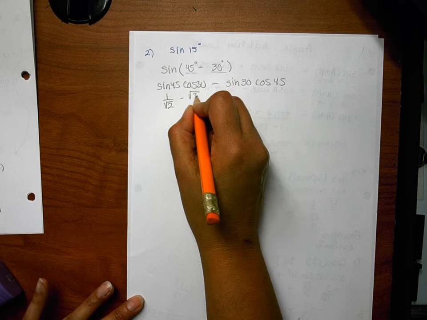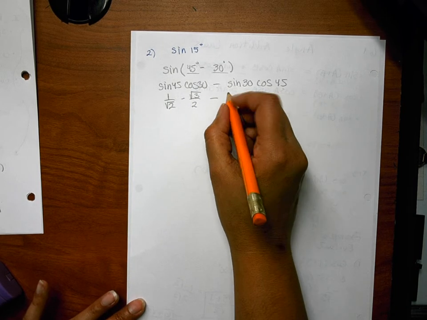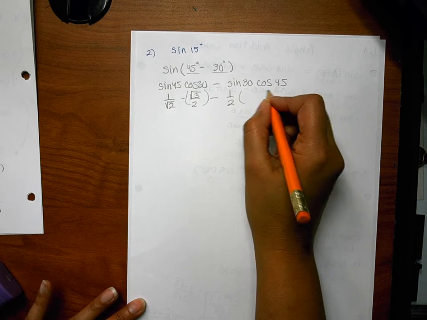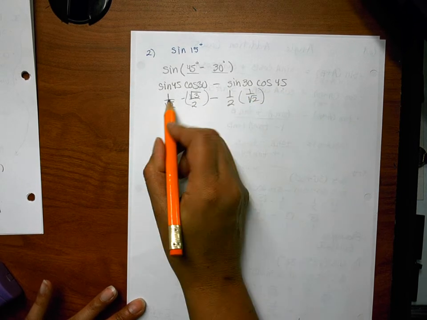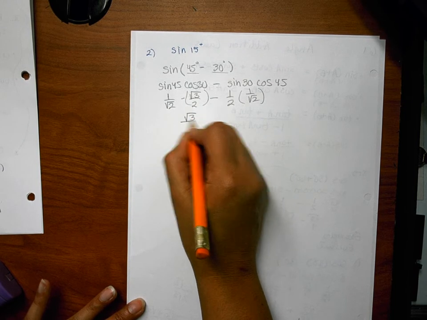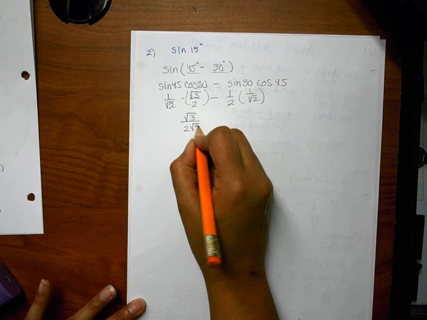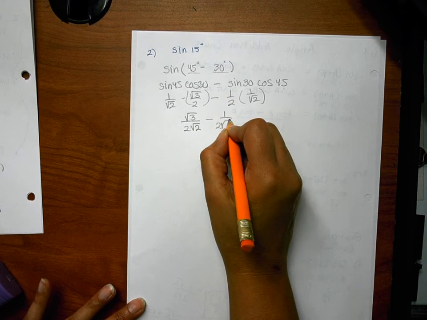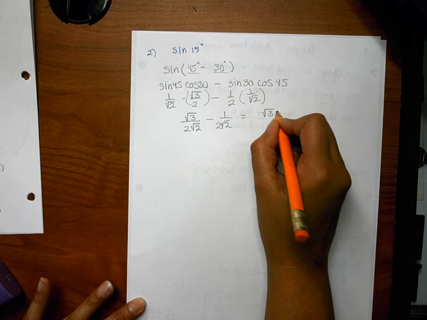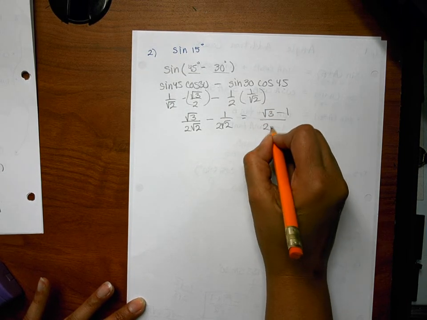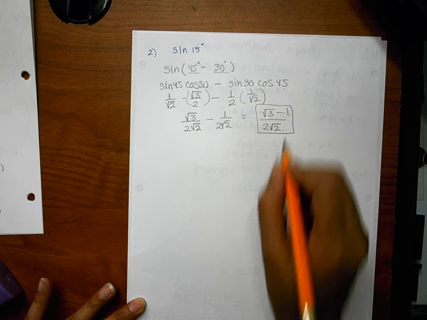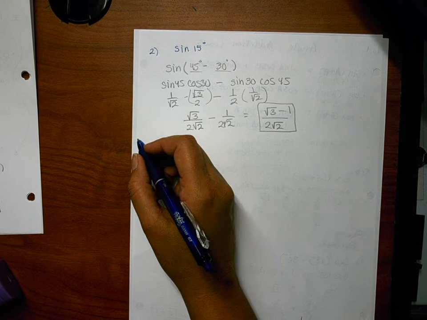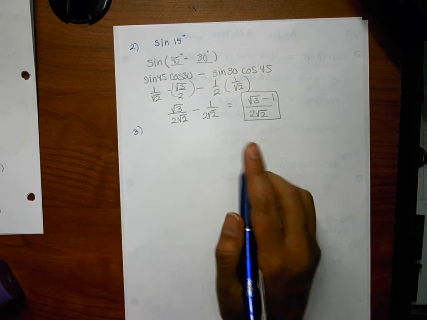Okay, sine of 45 is 1 over root 2. Cosine of 30 is positive root 3 over 2. Take away sine of 30 is 1/2, and cosine of 45 is 1 over root 2. 1 times root 3 is root 3 over 2 root 2. Minus 1 times 1 is 1 over 2 root 2. So that gives me root 3 minus 1 over 2 root 2. It does look a lot like our previous answer. That will not always happen. All right, that is it for number 2.